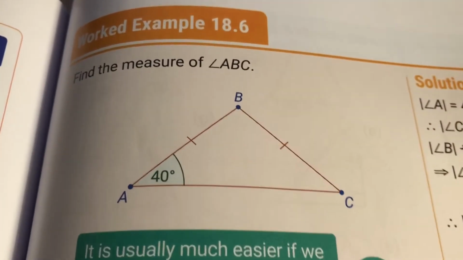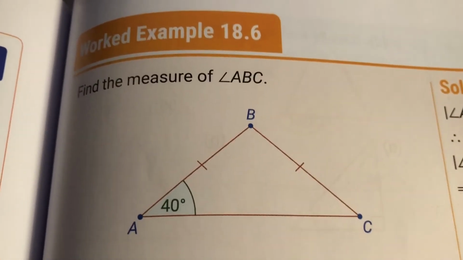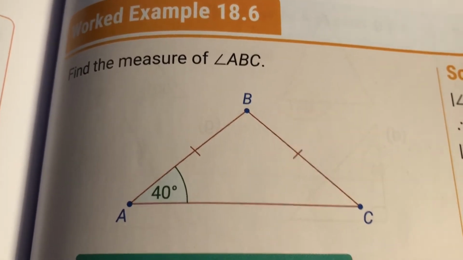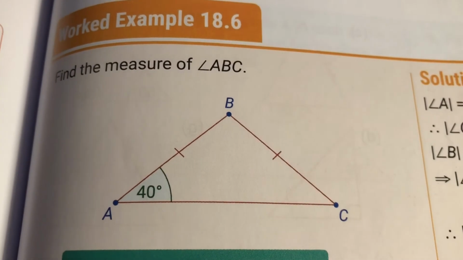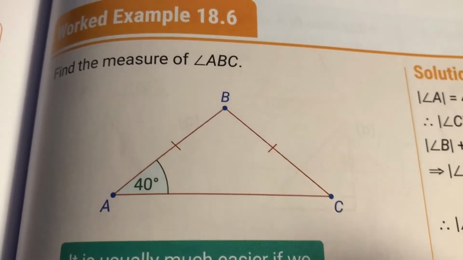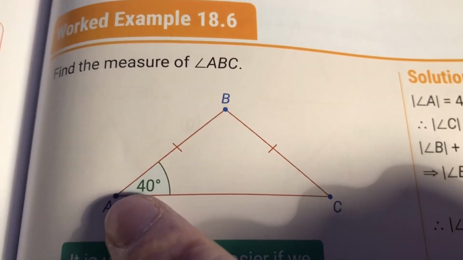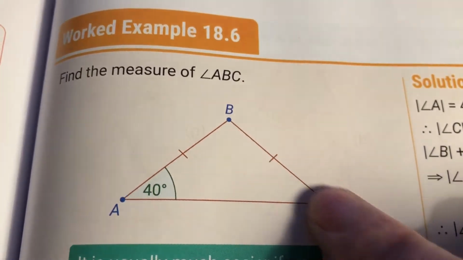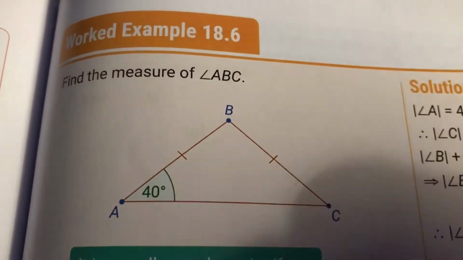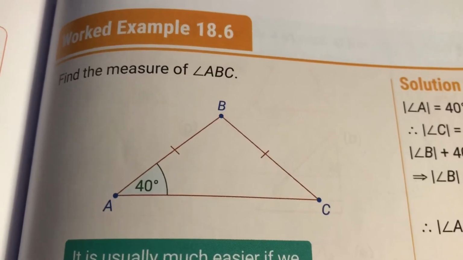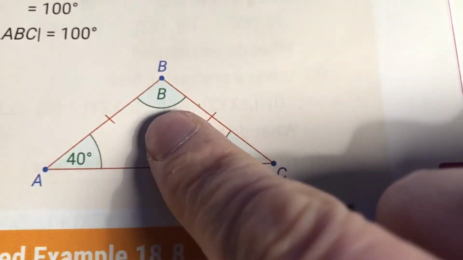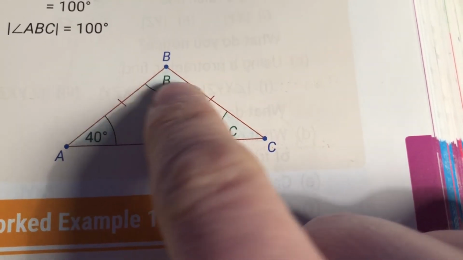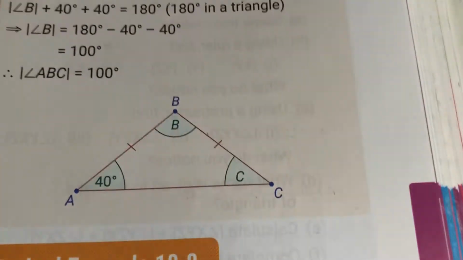Page 297, we've got worked example 18.6. Find the measure of angle ABC. Now remember from my last video, I explained that means we need to follow the path from A to B to C to figure out which angle it is it's asking for. Well, it's asking us for the one at the top there. A to B to C is asking for this one here, so we can just label it to help us.